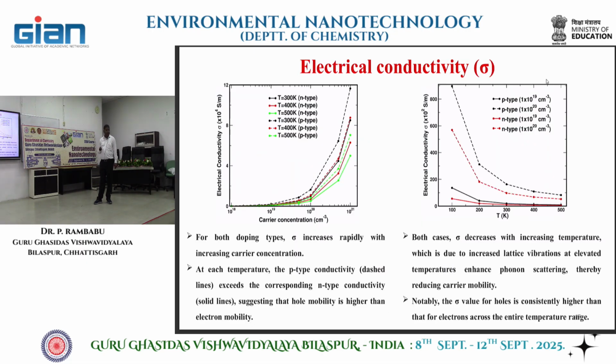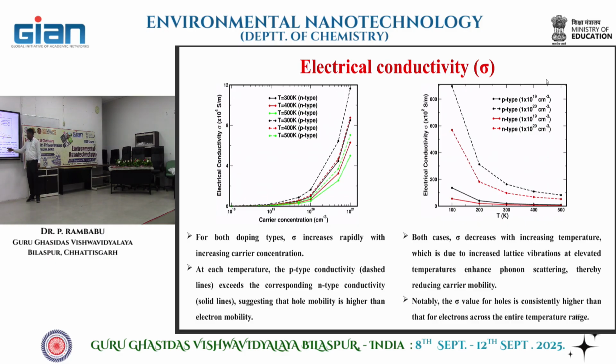Then we have calculated the electrical conductivity also as a function of carrier concentration for different temperatures, and also as a function of temperature for different dopings. Up to 10^19 there is no significant increase in the electrical conductivity, and after that it is increasing, and you can see that the electrical conductivity for p-type doping is more compared to n-type doping. The dashed ones are p-type dopings, and it is consistent with the mobility values, because the mobility is also more for p-type, and therefore the conductivity is also more for p-type here. We can also see that the electrical conductivity, for both dopings, is decreasing with temperature, because if you increase the temperature, it increases the lattice vibrations.